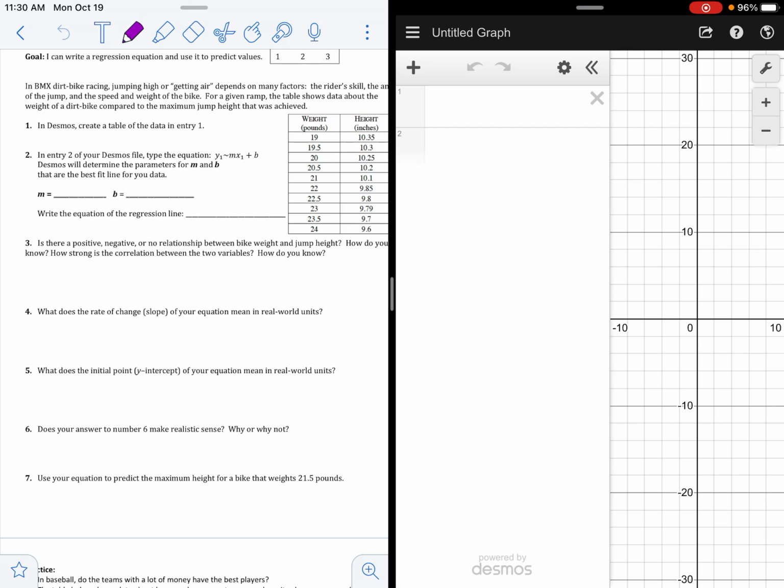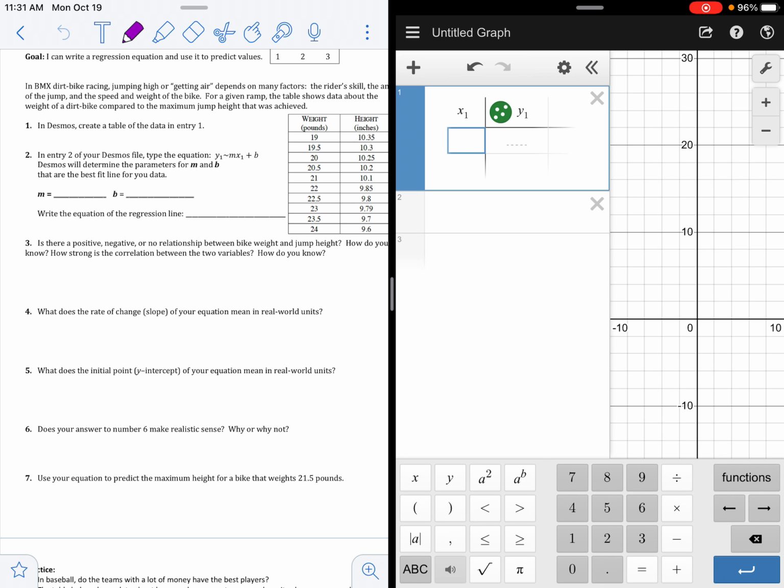So what you're going to do next is hit the add button. The add button is the little plus sign right there on the left. And it's going to ask, what do you want to add? Do you want to add an expression, a note, a table, a folder, an image? We're going to add a table, so we're going to click table. Now here you can enter X1 and Y1 values.